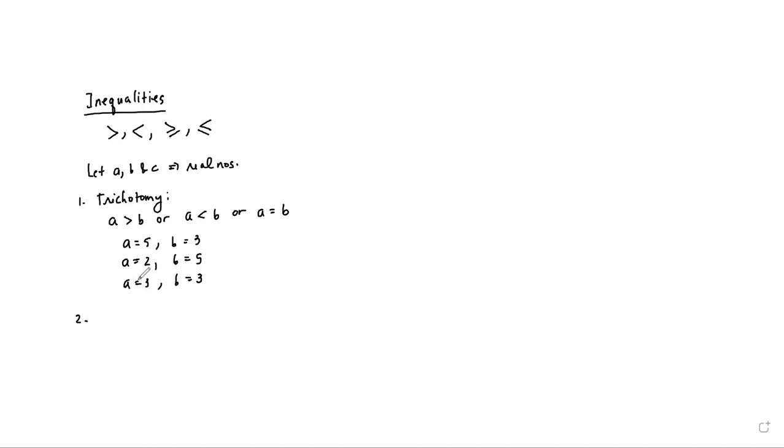Now, the second property of inequality is the symmetric property of inequality. So if A is greater than B, then we say that B is less than A. The third one is the transitive property of inequality.